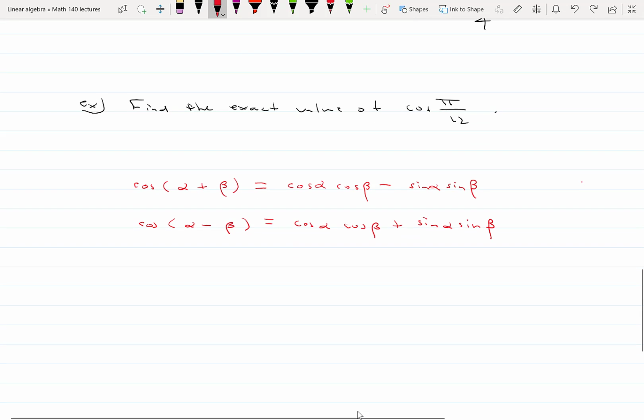Okay, so off to our example, the cosine of pi over 12. I want the exact value of the cosine of pi over 12. This one's a little trickier for students generally.